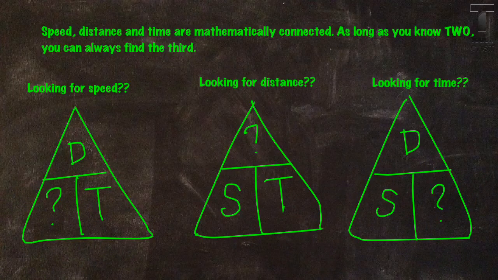Speed and distance and time are all mathematically connected. So as long as you know two of those figures, you can always find the third. And the way I do it is I have a triangle, S, D, and T. If I'm looking for speed, I simply cover up the S, and I know that it's distance divided by time. Looking for distance, I cover the D, it's speed times time, and if I'm looking for time, it's distance divided by speed. So you make one triangle, S in the left corner, D in the top corner, T in the right corner. Cover the one that you're looking for, and it tells you how to mathematically deal with the other two.